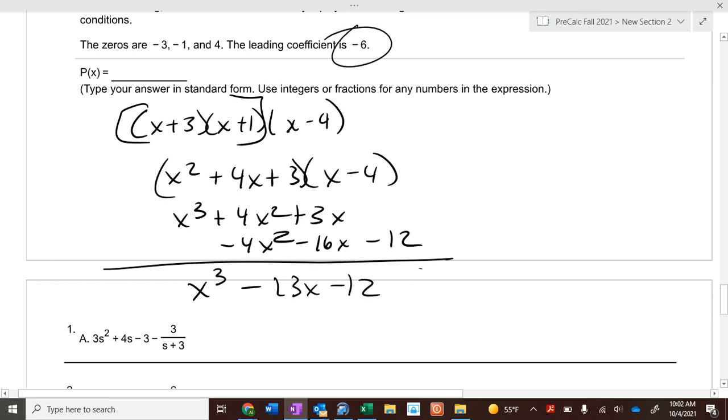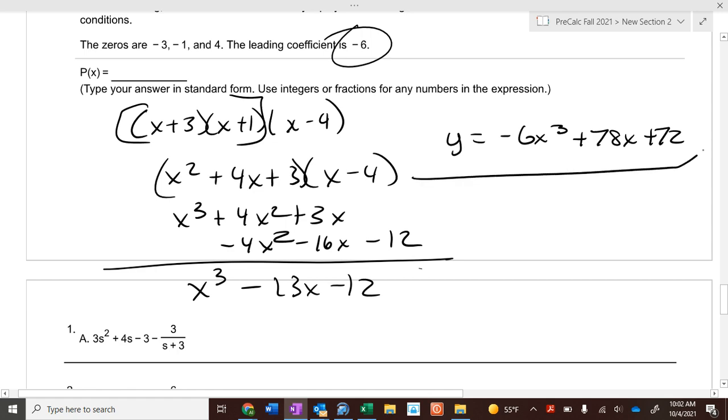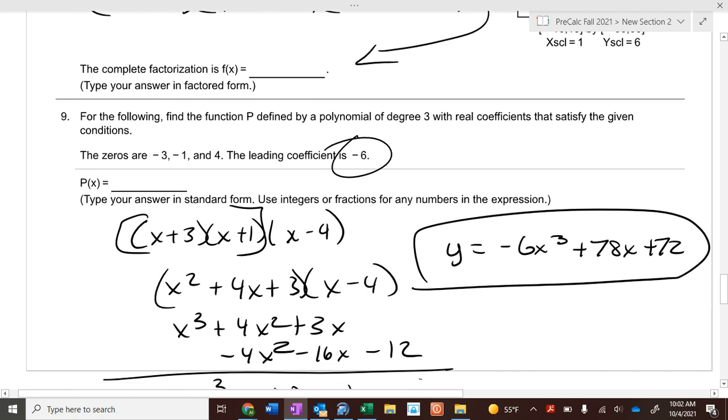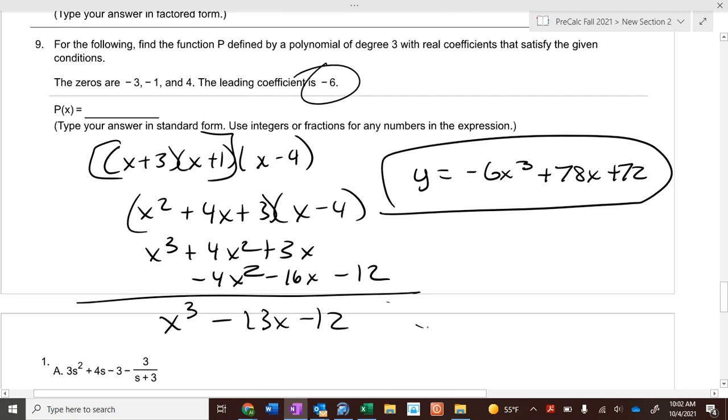And then if the leading coefficient is -6, then you have to take -6 times everything. So it's -6x cubed plus 78x plus 72. I'm pretty sure that's what they want. Yep. Take -6 times all of them. So once you get your function, take the leading coefficient times everything, and there you go.